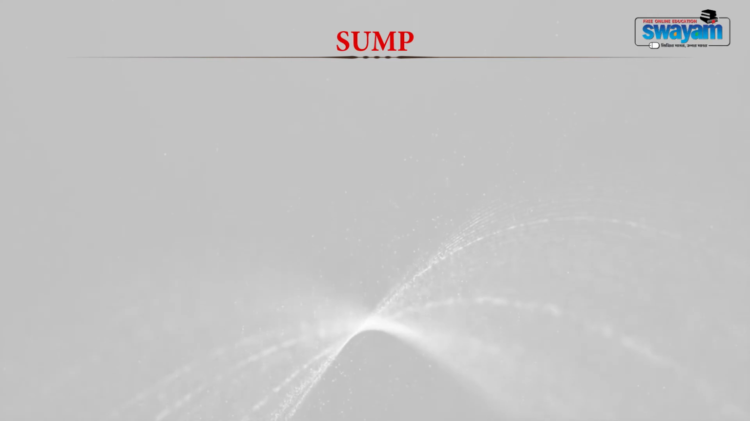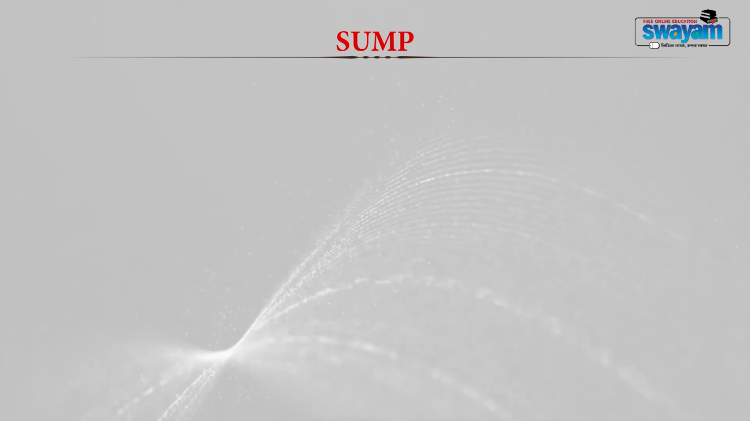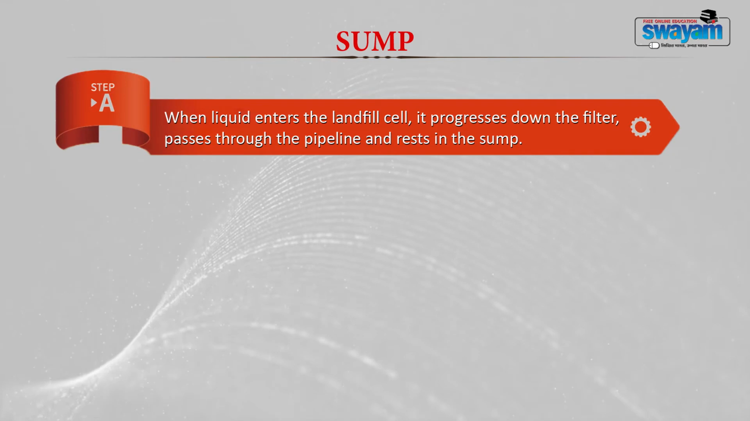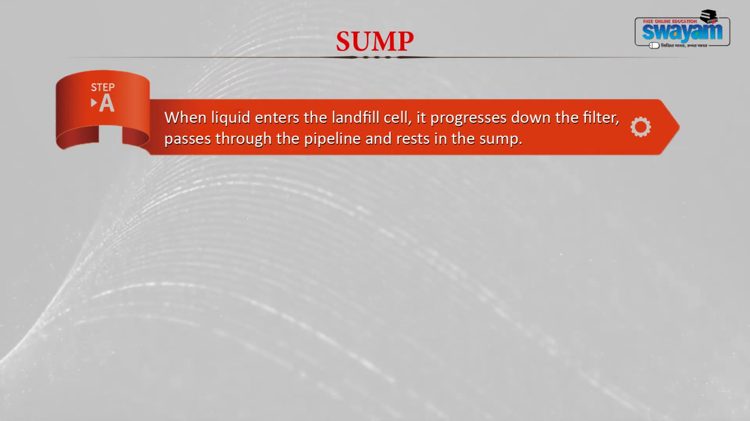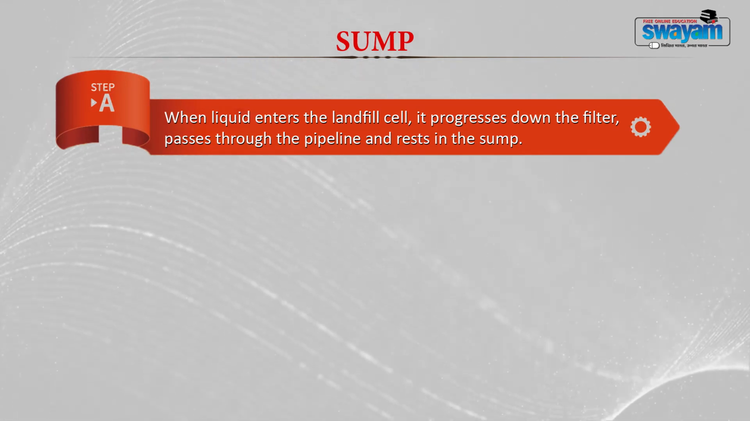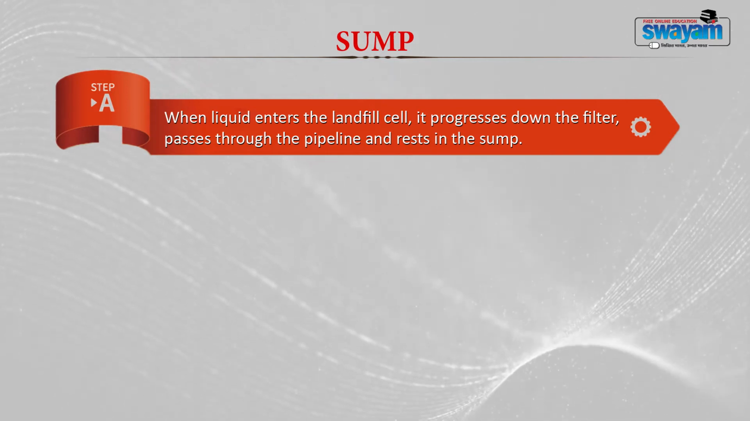Then sump. Sump is a place where the liquid that is generated from the landfill is stored. When the liquid enters through the landfill cell, it slowly progresses down the filter, then through the pipeline, and finally it comes into the sump.